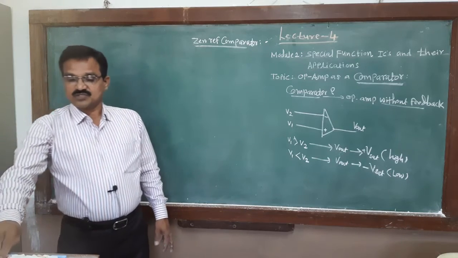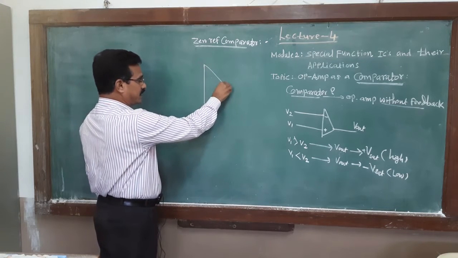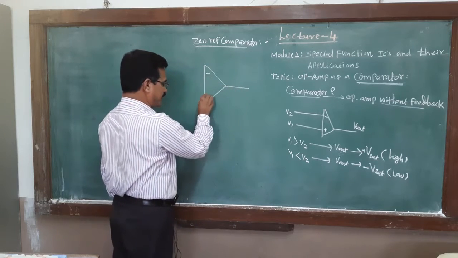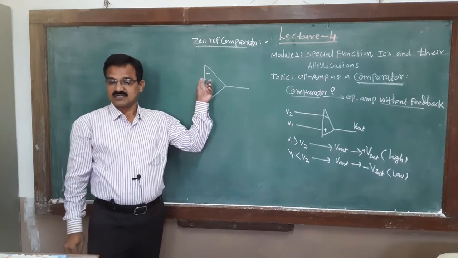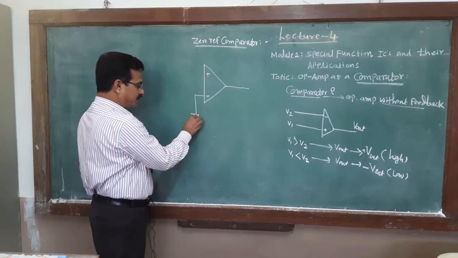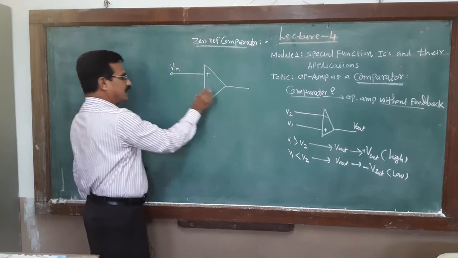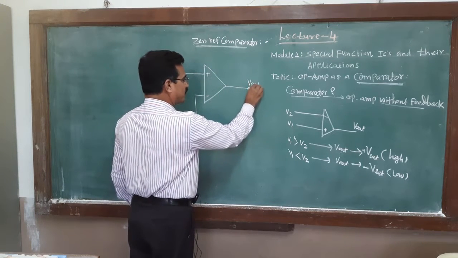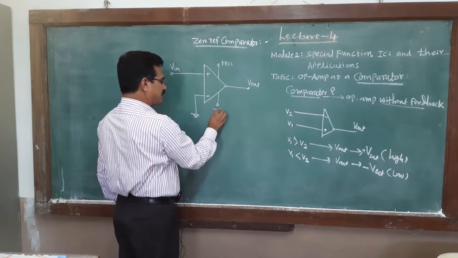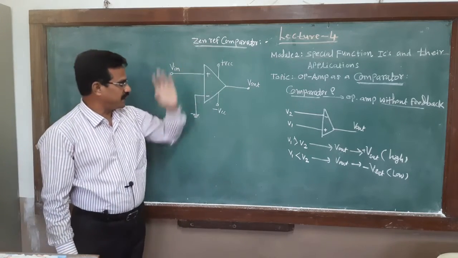In case of the zero reference comparator, we again consider the same circuitry. Here is a plus, here is a minus, and here is the output. Two terminals are there, one is plus, another is minus. Out of that, suppose this terminal is connected to the ground, and suppose the input is given to this terminal, we call it V in, and here is the output, we call it V out. As usual, here is plus VCC and here is minus VCC. This is the simple circuit for the zero reference comparator.